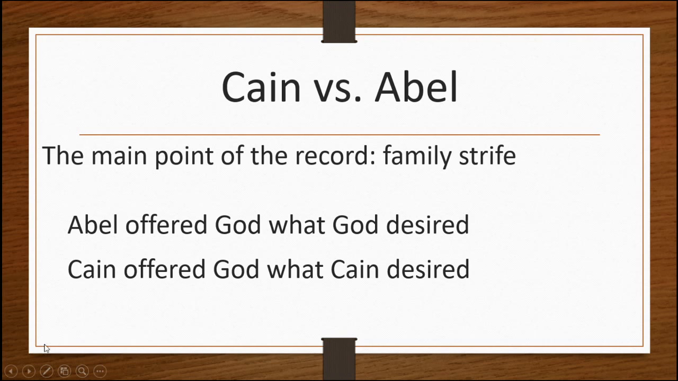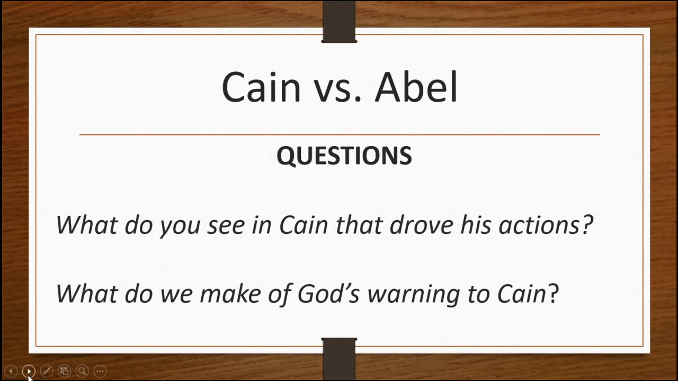Let's take a second and ask a couple of questions that maybe don't really have good answers here. Here's the first one. What do you think about Cain? What is it in Cain that drove his actions? What is it in Cain that made him the person that he was? You know, it tells us in 1 John chapter 3 and verse 12 that Cain was the wicked one that murdered his brother. It says, why did he murder him? Because his works were evil and his brother's righteous.